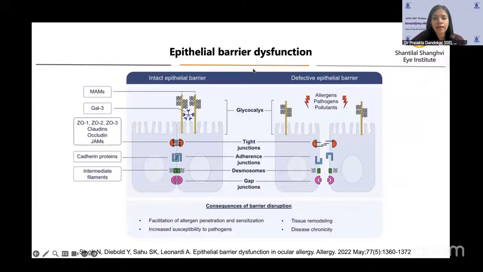So coming to the epithelial barrier dysfunction, this is a normal intact epithelial barrier which consists of zonula occludens, the tight junctions, and here is a defective epithelial barrier where there is a breach of tight junctions. There are studies done on rabbit models which have shown that these tight junctions of zonula occludens were loose in cases associated with seasonal allergic conjunctivitis as well as perennial allergic conjunctivitis. Clinically, it also appears as fluorescein staining in these kinds of allergic conjunctivitis. So this facilitates the entry of pathogens and there is inflammation.